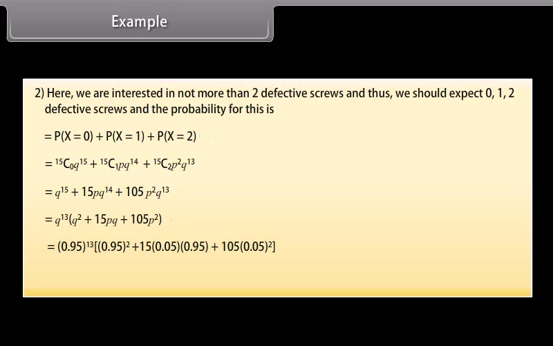is equal to 0.95 raised to the power 13 into 0.95 square plus 15 into 0.05 into 0.95 plus 105 into 0.05 square is equal to 0.96.